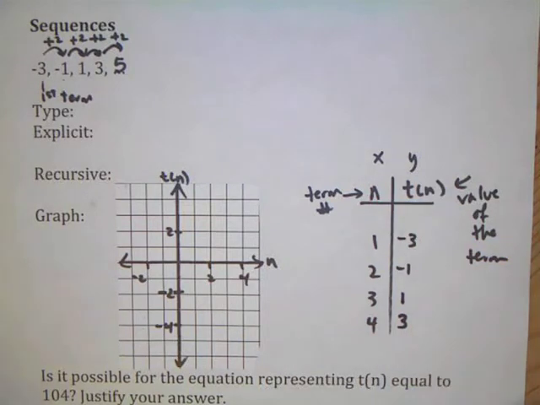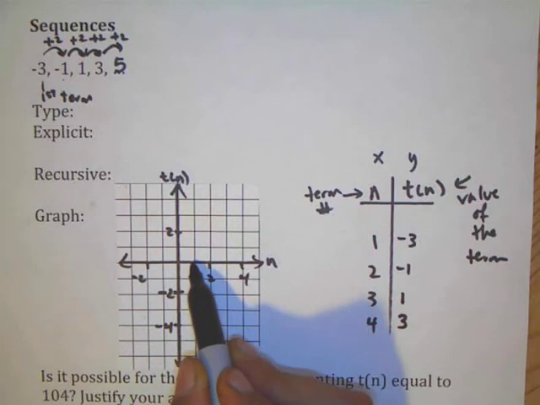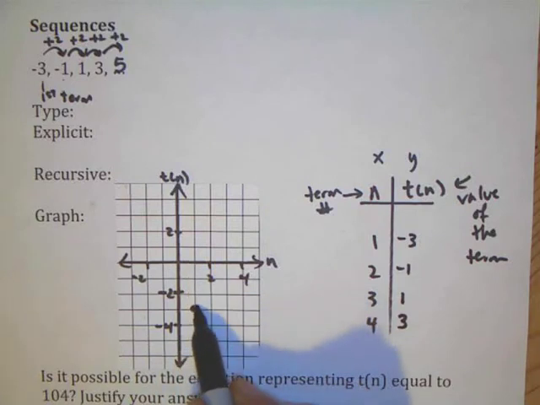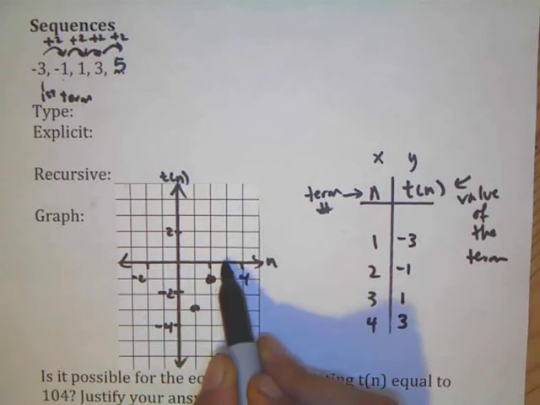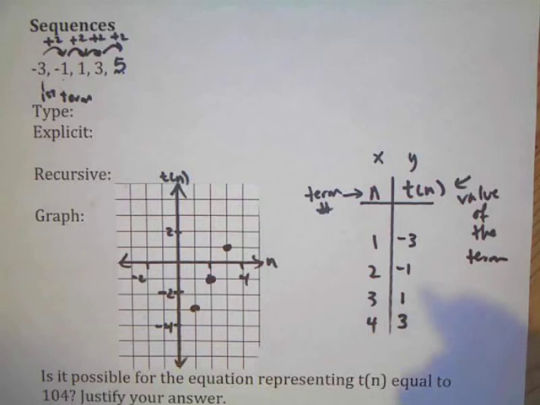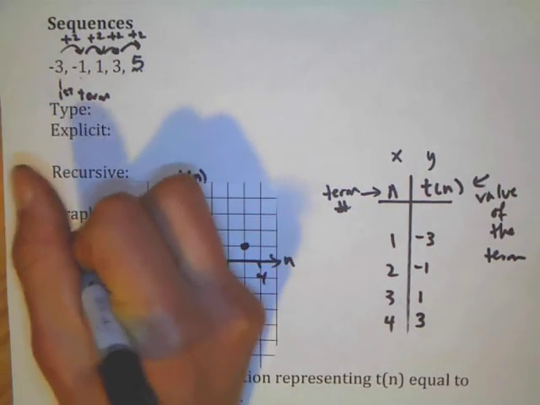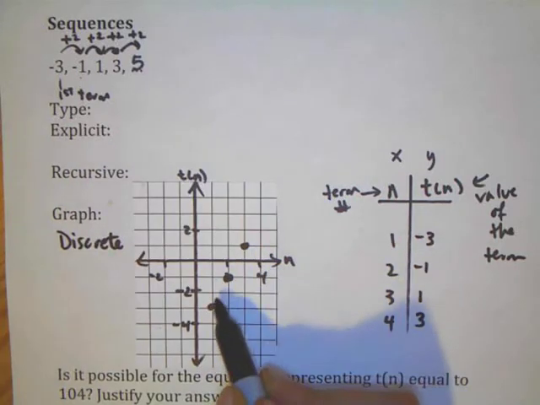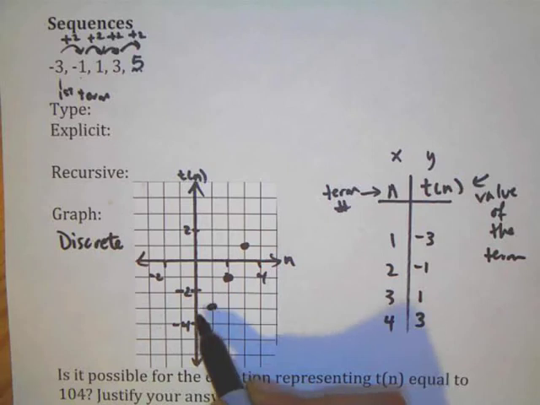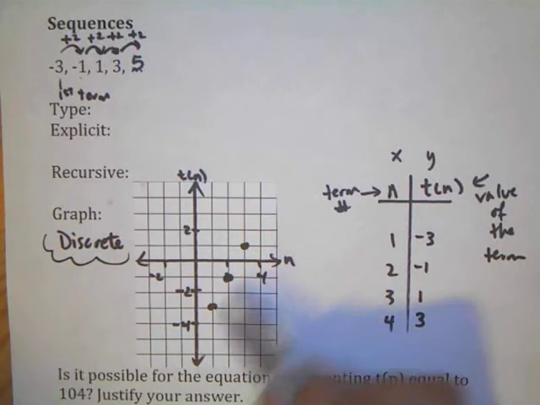Now when we graph it, there's a little bit of a difference here. The first term is -3, the second term is -1, the third term is 1. And you can see that I didn't connect them. This type of graph, we call a discrete graph, because it's like term 1, term 2, term 3. There's no term 1.5, so the points are not connected. It's not a continuous graph like a lot of the ones you've already done before. So this is an important concept to get.